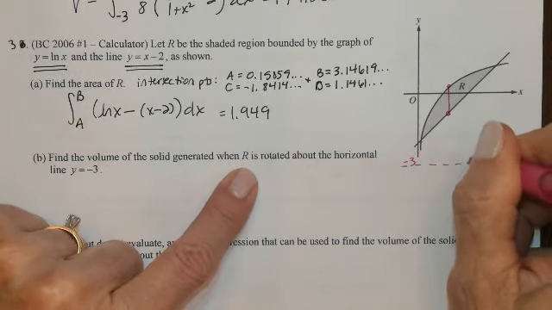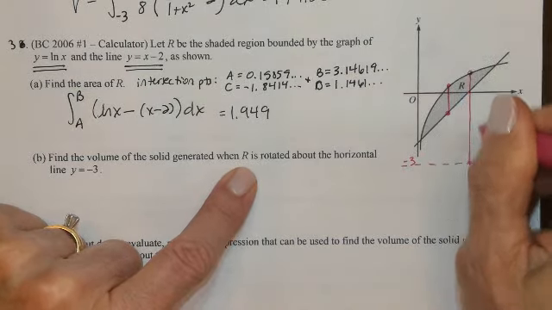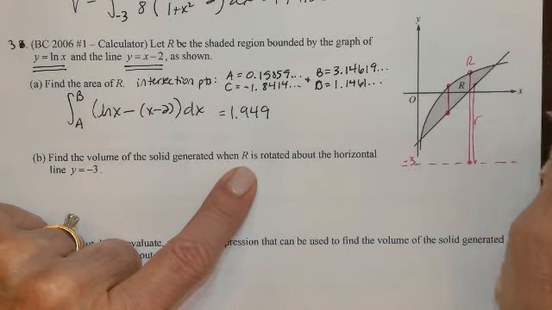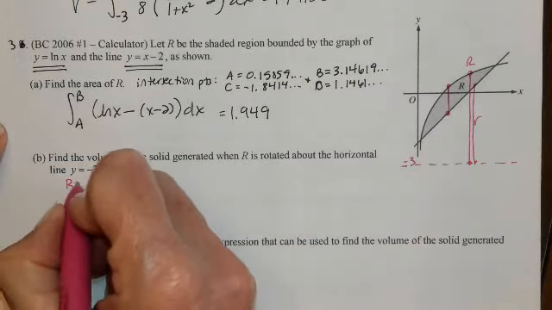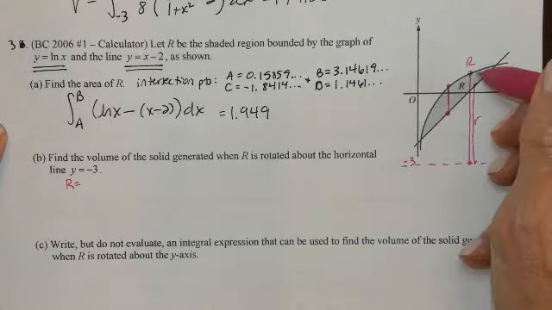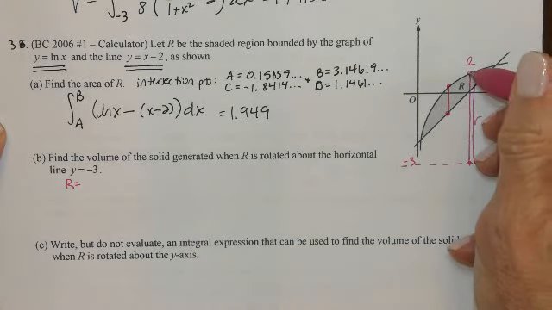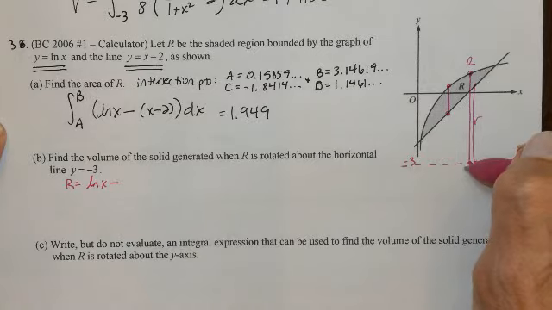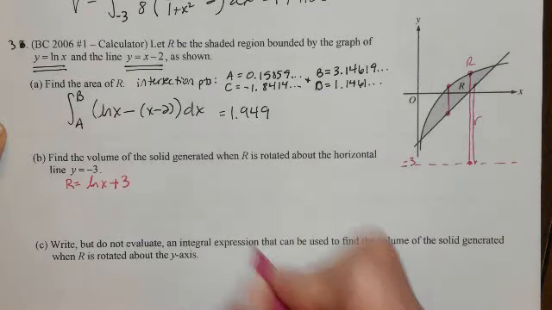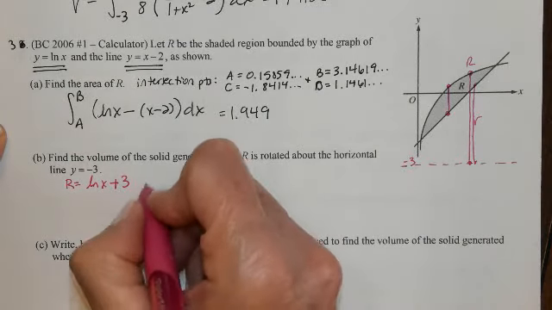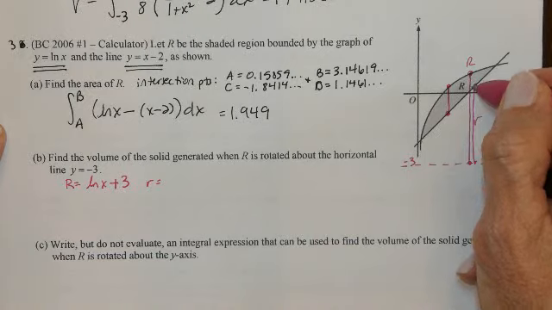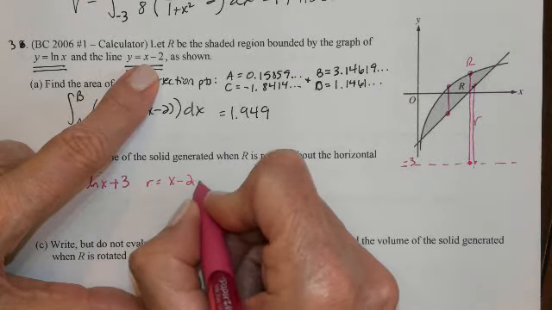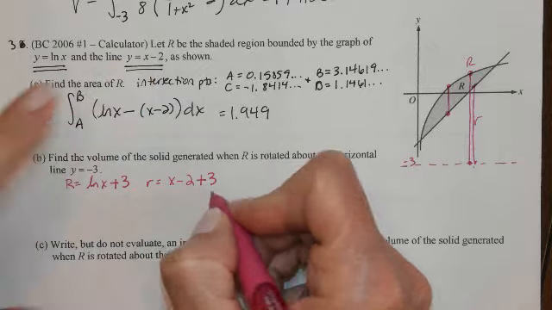So I need my big R, and I need my little r, right? My big R will be top minus bottom, that's my natural log x, right? Natural log x minus a -3. Little r is the line minus a -3. So x minus 2 minus a -3.